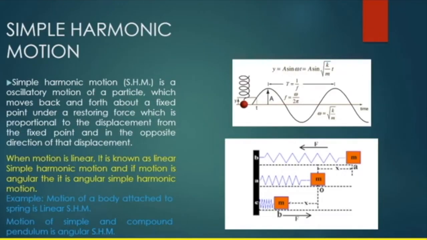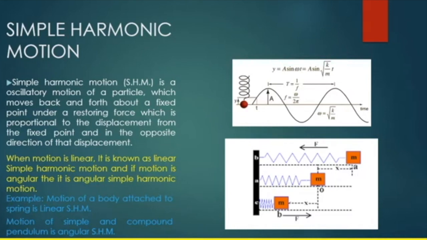Now coming to the simple harmonic motion. The simple harmonic motion is oscillatory motion of a particle which moves back and forth about the fixed position under a restoring force, which is proportional to the displacement from that fixed position. And this force is opposite in direction of that displacement.